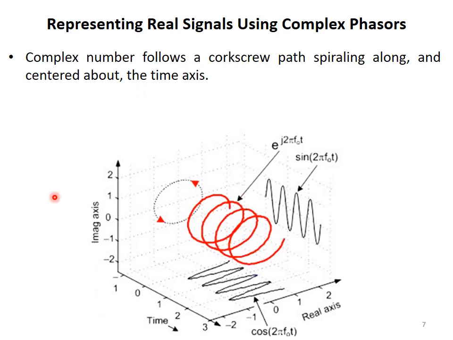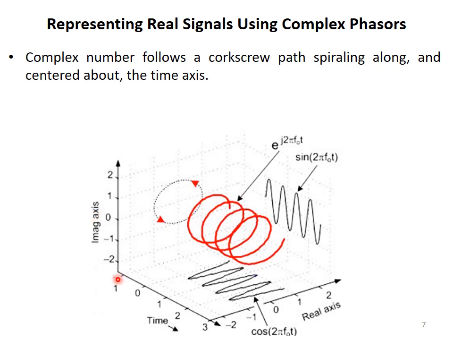Now, if we plot this number in three dimensions, meaning two dimensions as the real and imaginary part, and the third dimension is the time, because now this signal is a complex signal which varies with time, right? It doesn't have only real and imaginary parts, but these real and imaginary parts actually vary with time, right? So it is better to plot this in three dimensions to better understand it. When you plot this complex time varying function in three dimensions, it follows a corkscrew path, like a spiral along the time axis.